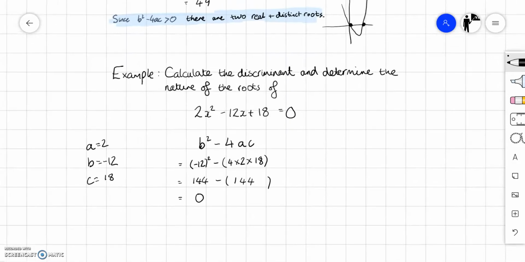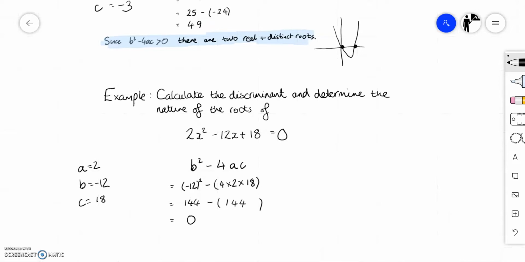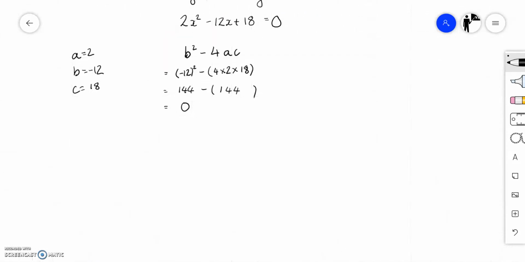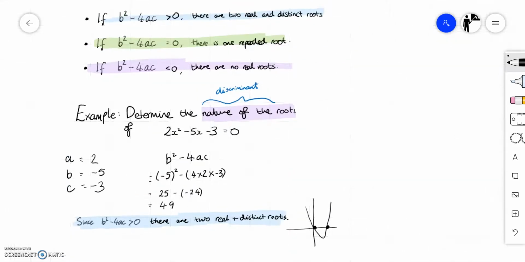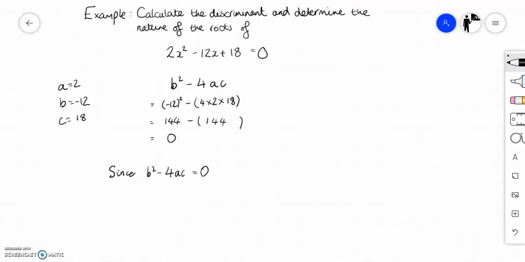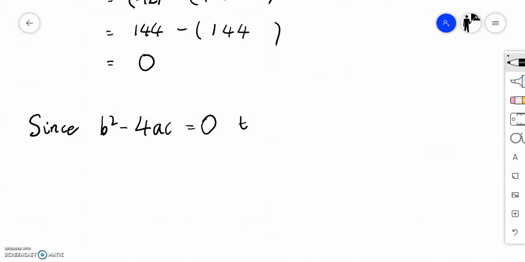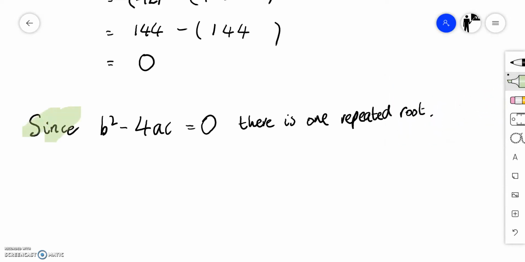So what category does that fall into? Because we've calculated the discriminant here, we now need to determine the nature of the roots. So we're going to say, since b squared minus 4ac equals 0, what are we going to say? There is one repeated root. So this is us here determining the nature of the roots. That's us done it there. So that's us finished the question.